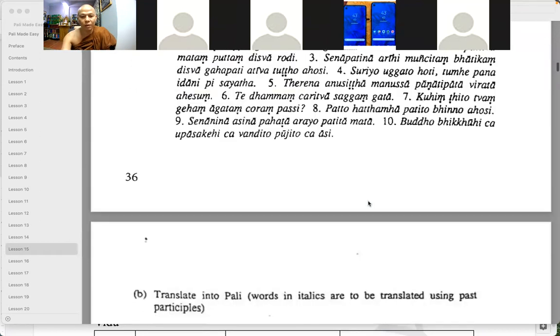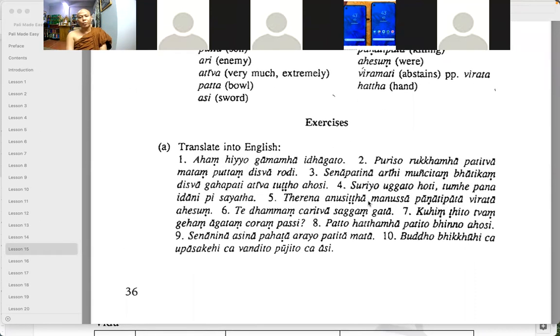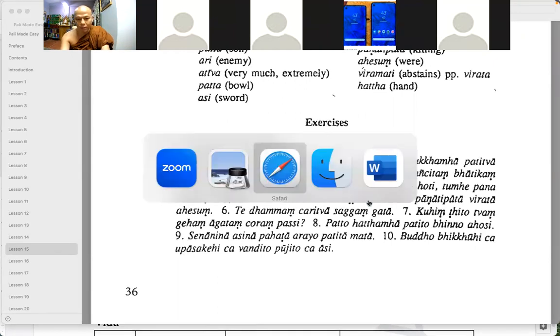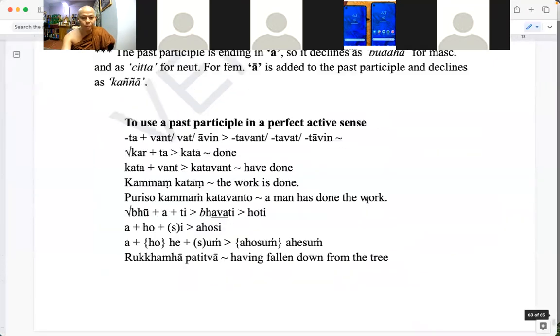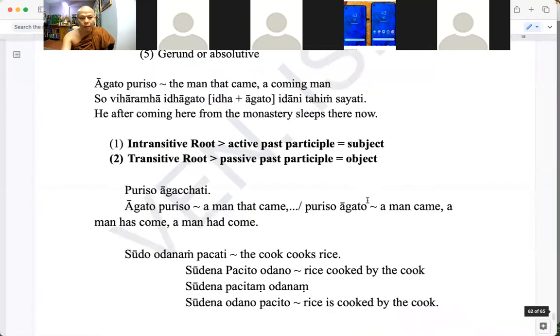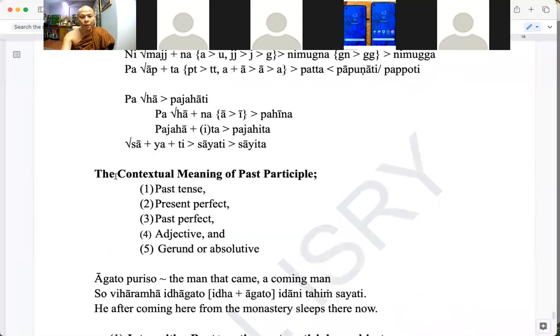So today, we will do the exercise of lesson 15. Before doing the exercise, there is one more piece of information you need to know. The past participle can be understood by its contextual meaning in five ways: past tense, present perfect, past perfect, adjective, or gerund.